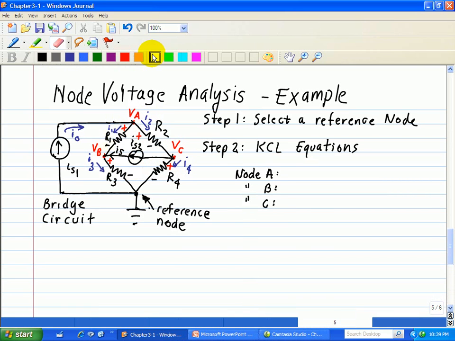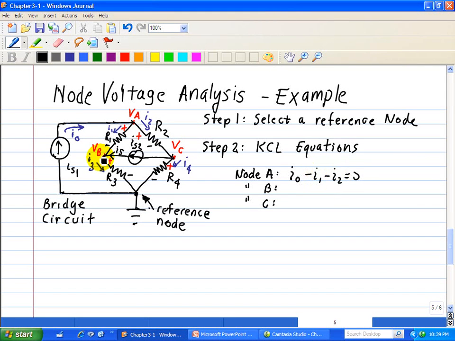I will do the KCL equations for nodes A, B, and C. So for node A, our incoming current is I0 minus I1 minus I2 is equal to 0. So our incoming current is I0 and our outgoing currents are I1 and I2.